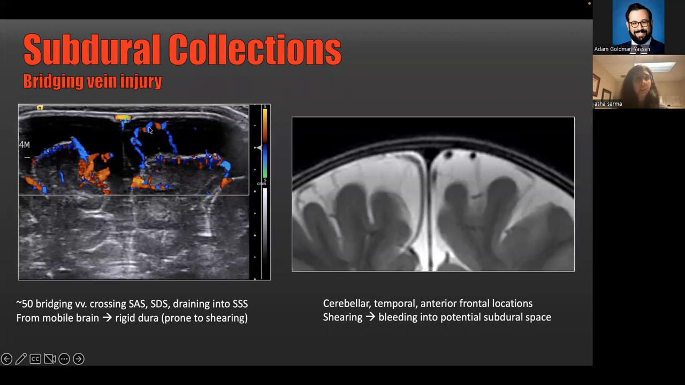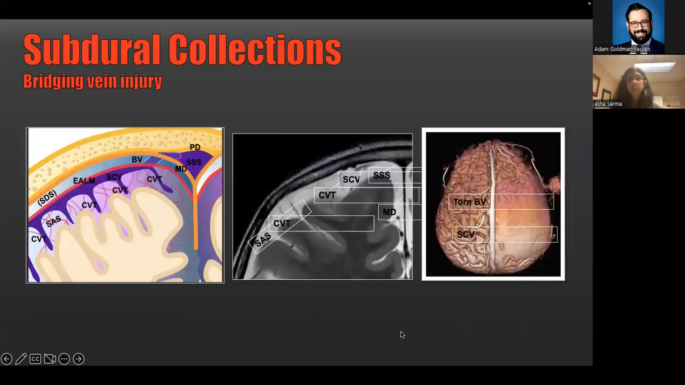external arachnoid limiting membrane, and they go across a potential subdural space. So the subdural space doesn't exist unless some fluid goes into it, and then they cross into and empty into the superior sagittal sinus. So there are about 50 of them. They go from the mobile brain through the rigid dura, so they're prone to shearing on that mechanical basis. And they also have less of an endothelial lining, so they injure pretty easily. These are found in greater density in the posterior fossa, temporal, and anterior frontal locations. And then when they're sheared, there's bleeding into the subdural space.